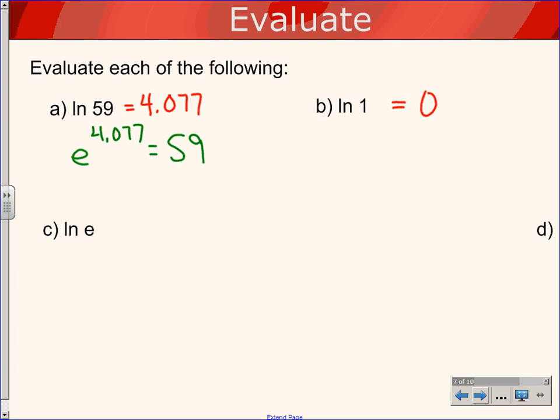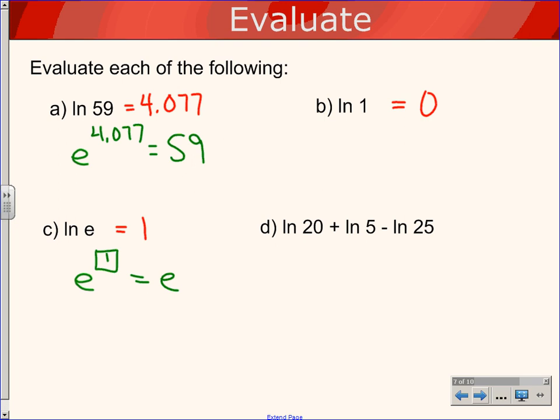Well, ln of e might actually be a little bit tricky to put in your calculator. To put that in your calculator, you have to do ln, and then do your e to the x button, and enter the exponent as 1. But the answer's 1, which makes a ton of sense actually, because it's saying what exponent does e need in order to equal e? Well, it's got to be 1, right? Last one here.